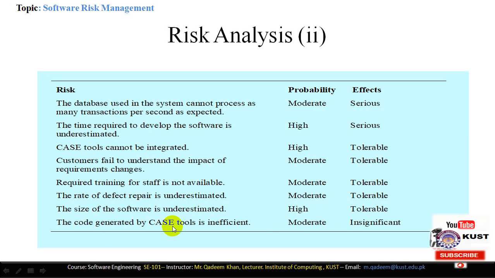The code generated by computer-aided software engineering tools is inefficient. It is also moderate, meaning that the code is inefficient, but it is insignificant because efficiency is required in time-oriented or mission-critical systems, but efficiency is not much required in many software.